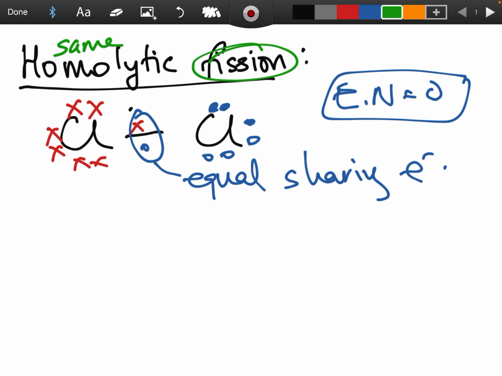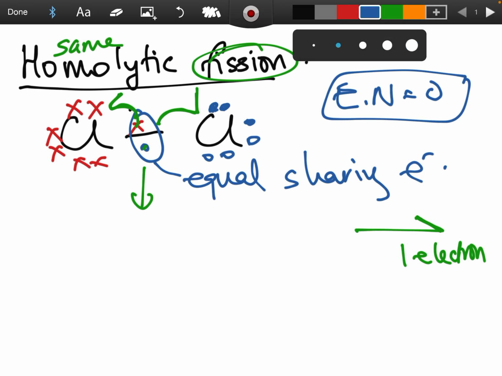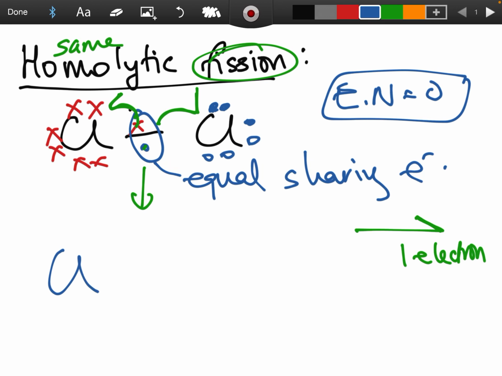So for instance, one of the electrons will go back to this atom and the other electron goes back to that atom. Single-headed arrows mean that you're showing the movement or transfer of one electron, because there's only the one single-headed arrow there. So this electron's going back to its original atom and this dot here is going back to its original atom. When the atoms break like that, you end up with 1, 2, 3, 4, 5, 6, 7, and the other chlorine atom having 1, 2, 3, 4, 5, 6, 7.